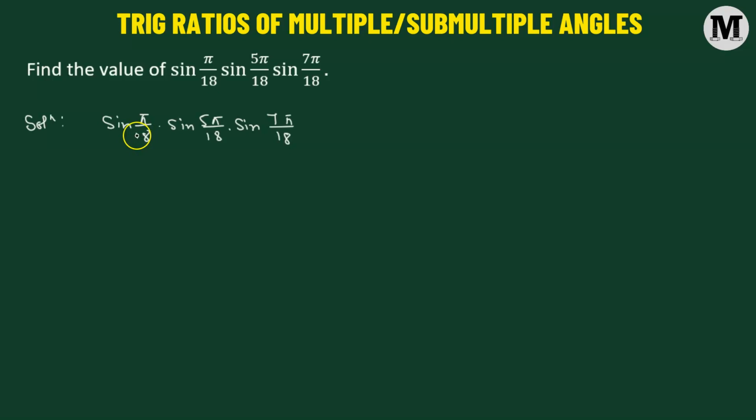What we will do is convert each of the sine functions to its corresponding cosine function. For this, we're going to use a fact. If we have sine of some angle theta, then it can be converted to its equivalent cosine function as cosine of pi over 2 minus theta.